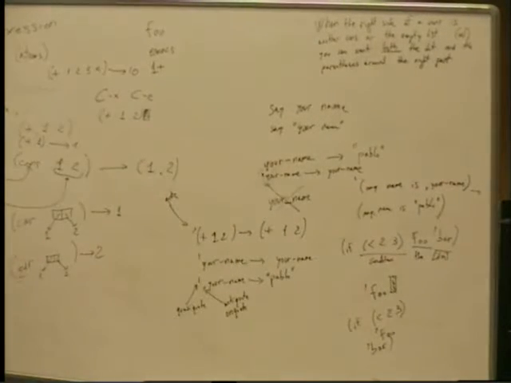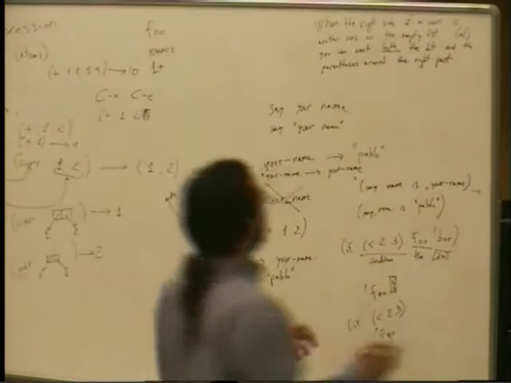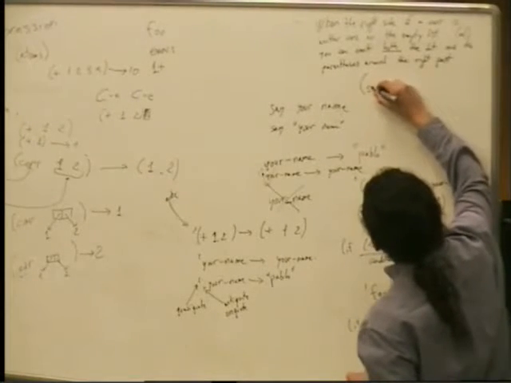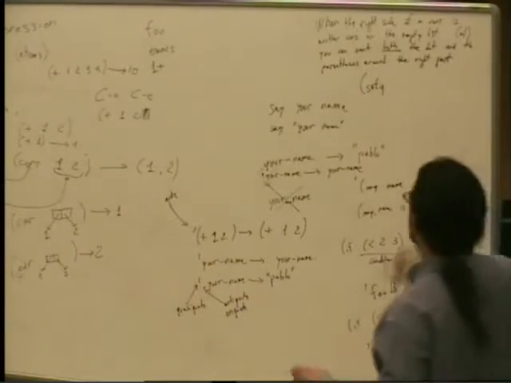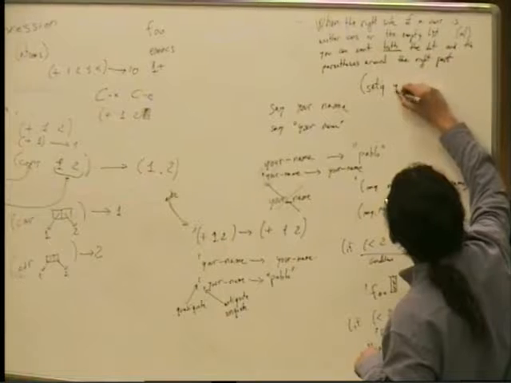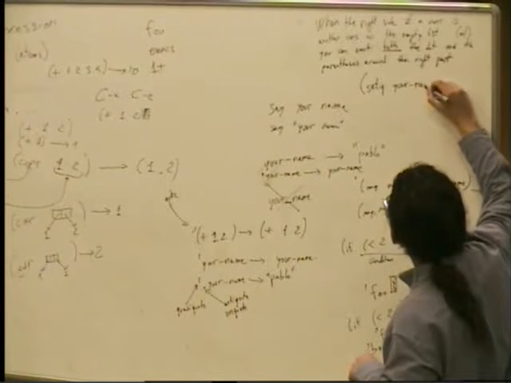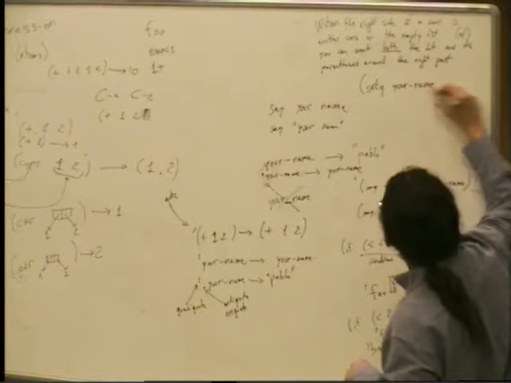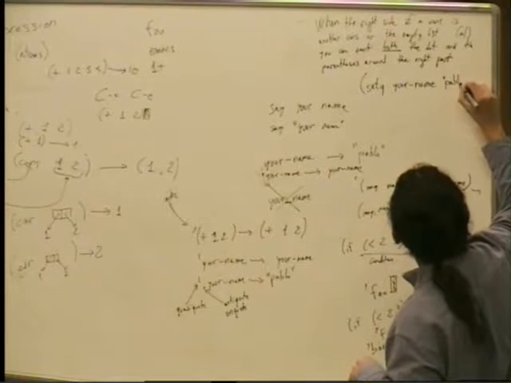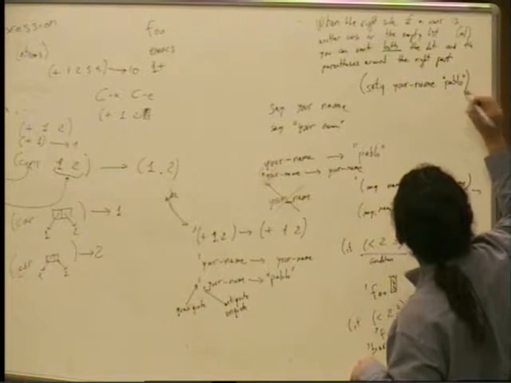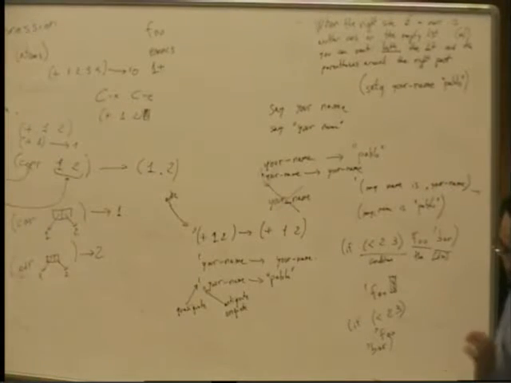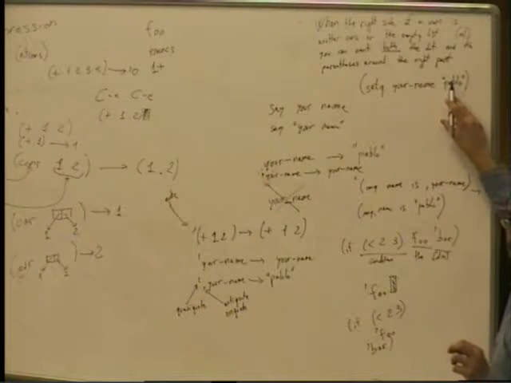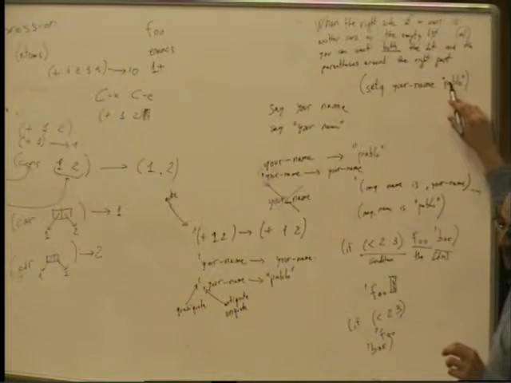Well, let's define a global variable. Let's say that your name is Pablo. Finally, setq. Why the name setq? Well, it's not so important, for historical reasons. Notice that the value of the symbol your-name is a string, okay? I could have used a symbol here instead of a string.